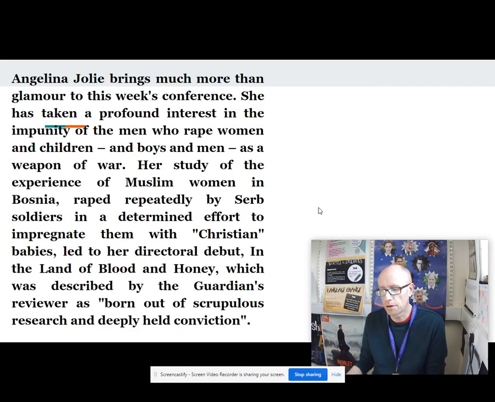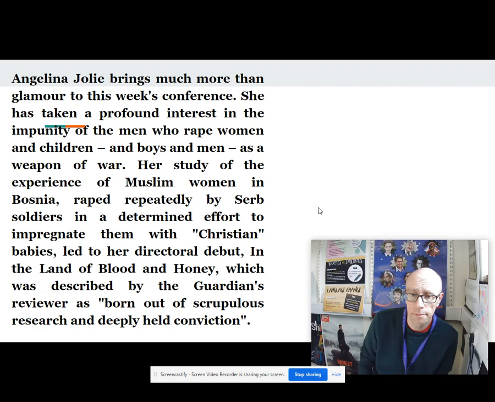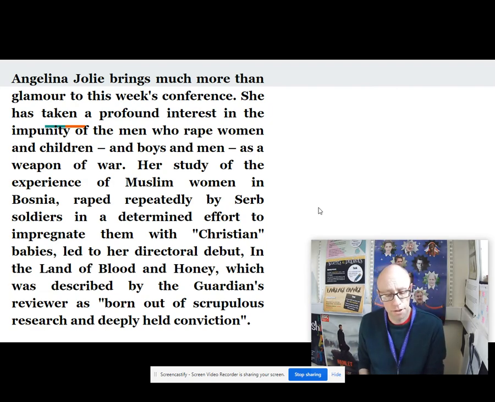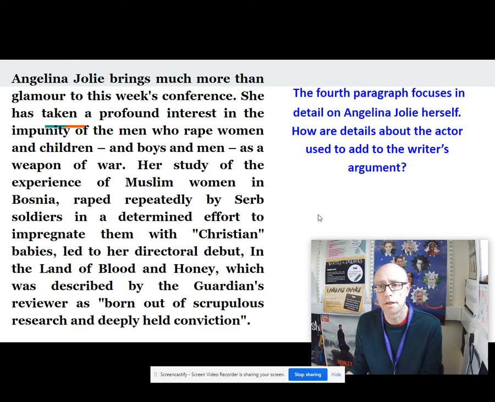We then go into this paragraph that says, Angelina Jolie brings much more than glamour to this week's conference. She has taken a profound interest in the impunity of the men who rape women and children and boys and men as a weapon of war. Her study of the experience of Muslim women in Bosnia, raped repeatedly by Serb soldiers in a determined effort to impregnate them with Christian babies, led to her directorial debut in The Land of Blood and Honey, which was described by The Guardian's reviewer as born out of scrupulous research and deeply held conviction. Okay, so there's some interesting rhetorical techniques that are coming through here with detail about Angelina Jolie herself.